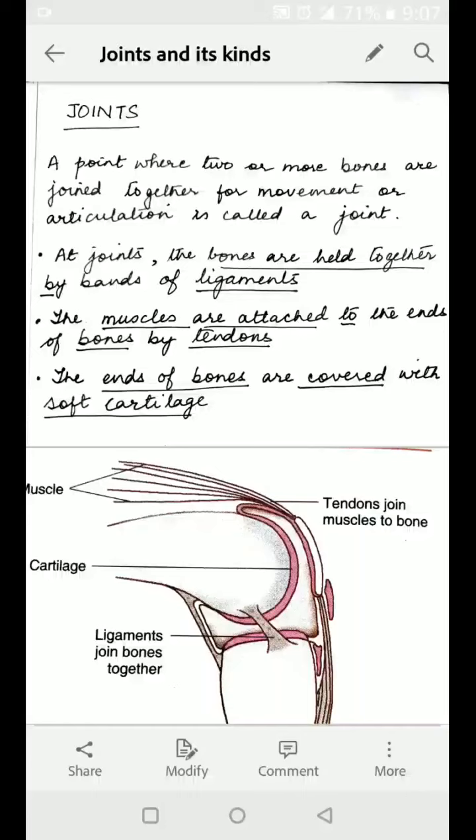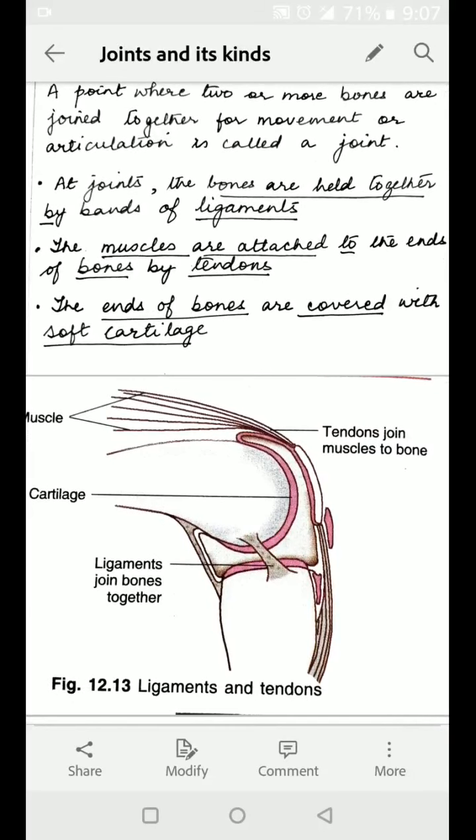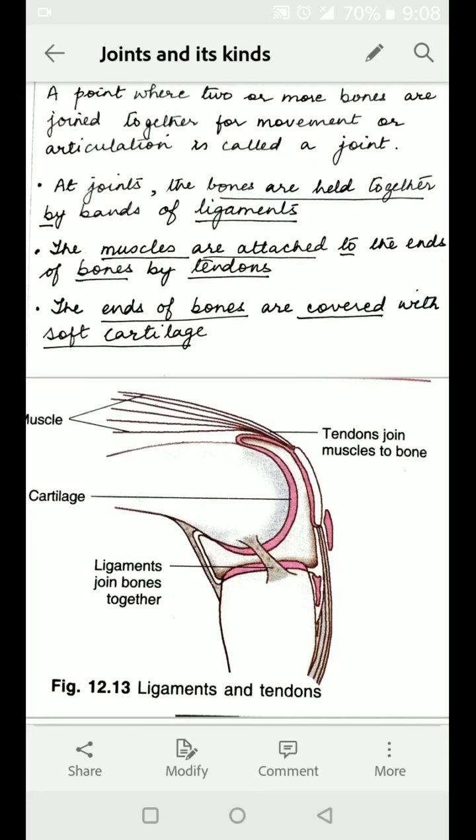Now, at the joints, the bones are held together. As you can see in this diagram, the bones are held together by bands of flexible connective tissue, and these bands are called ligaments. Ligaments keep the bones in position. It is very clear in this diagram that ligaments are joining two bones.